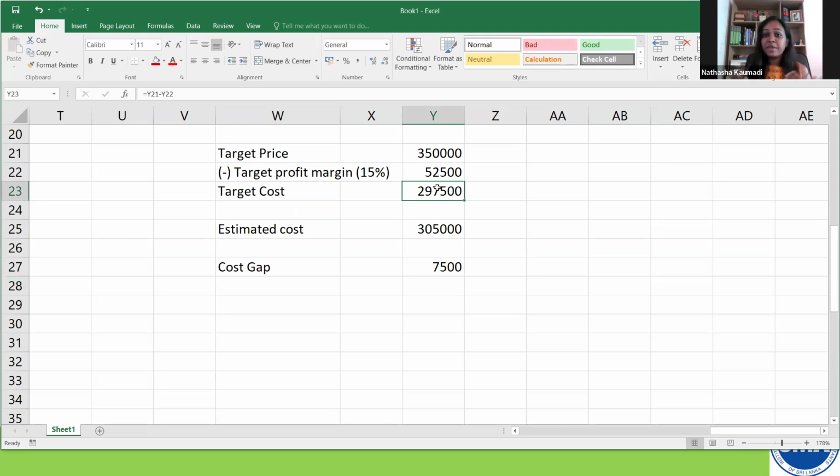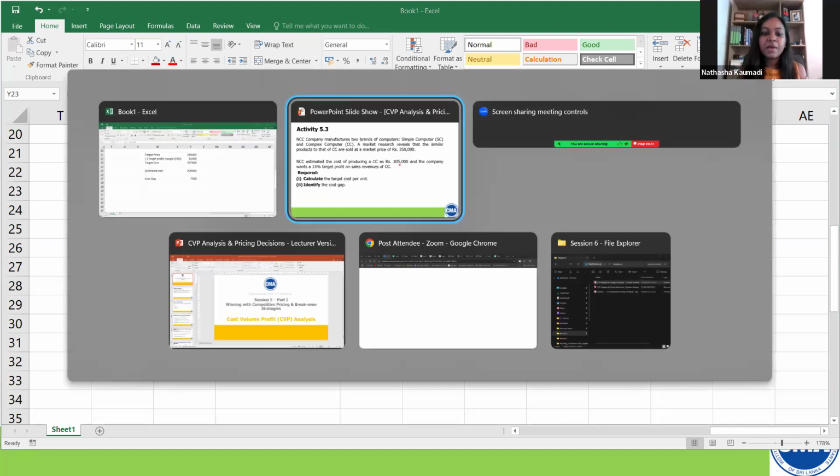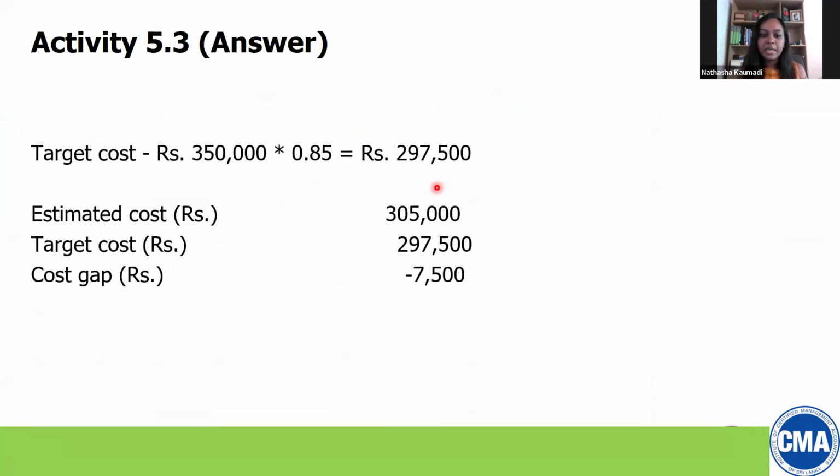If this cost gap is way too high, then that's the problem. If it is a small amount, that's okay actually. But you need to reduce this cost gap by 7,500. That is the cost gap.